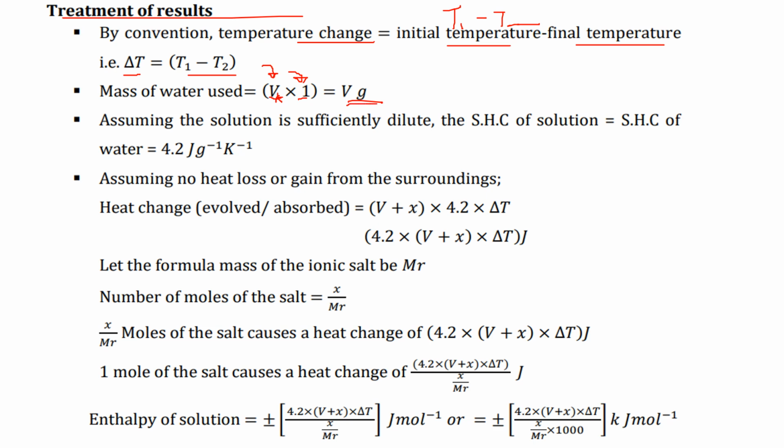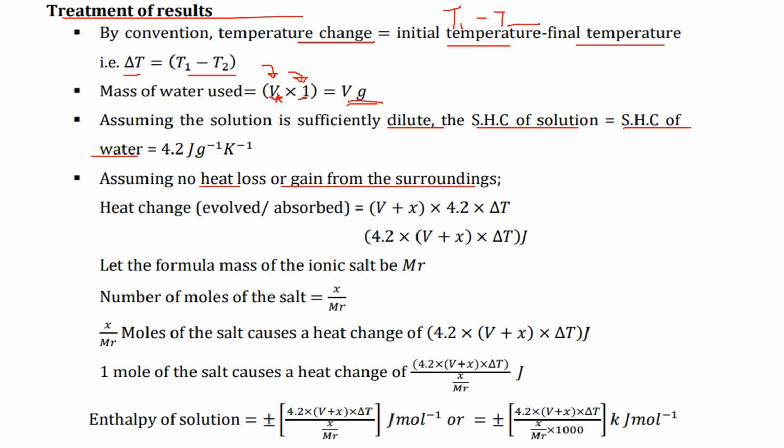And then we are going to make an assumption that the solution was sufficiently dilute, and also that the specific heat capacity of the solution is going to be the same as the specific heat capacity of water, which is always 4.2 joules per gram per Kelvin. And we are going to assume that there was no heat loss or gain from the surrounding, according to the experimental setup that we made.